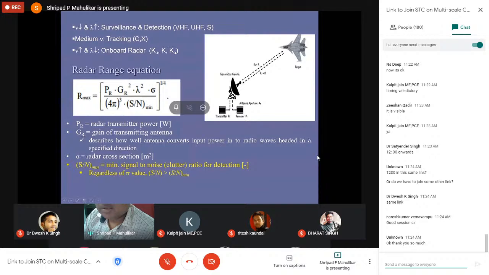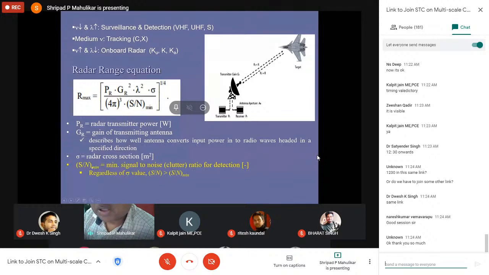And one of the most important parameters in this equation is sigma. Sigma is the radar cross section in meter squared. And the aim of radar stealth technology in an aircraft is to minimize or reduce the radar cross section to as low a value as possible.